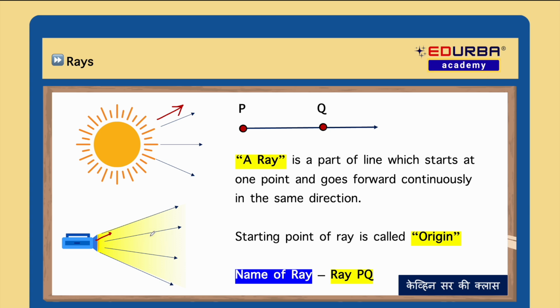As you see, ray could be shown like this, where P is the origin and an arrowhead in one direction shows that ray can travel without any limit in one direction. That means it can travel up to infinity in one direction. Now ray could be named as ray PQ. The first letter of the name of the ray has to be the origin of the ray. If you write this as ray QP, it would be wrong because Q is not the origin of the ray.